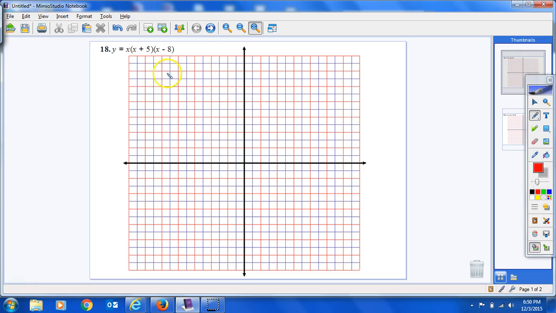All right, so hopefully you can see that this function is already in factored form. So that makes finding the zeros pretty easy. My zeros are x is 0, x is -5, and x is +8. So I'm going to begin by plotting those three numbers on the x-axis. Again, another way of saying these are zeros is to say that these are x-intercepts.